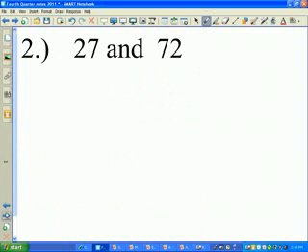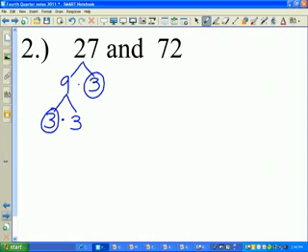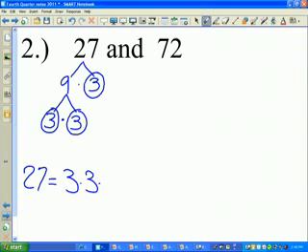Let's try the next one. 27 and 72. So what would be my greatest common factor? So we can do it this way. 27. I have 9 times 3. And my 9 is a composite number, so I factor that out again. So 3 times 3. So for 27, my prime factorization would be 3 times 3 times 3.